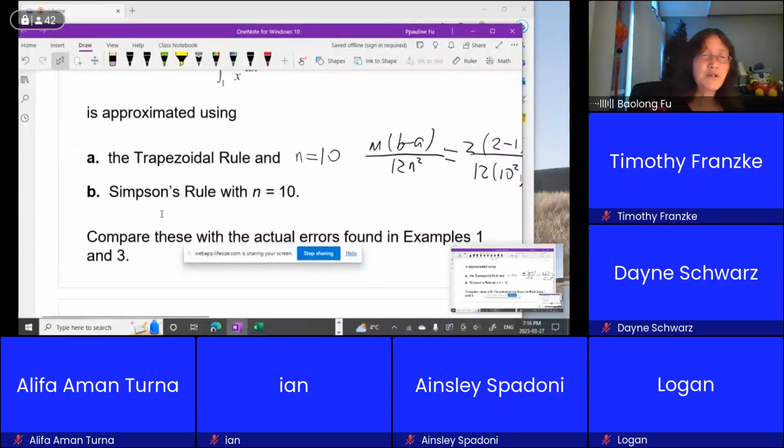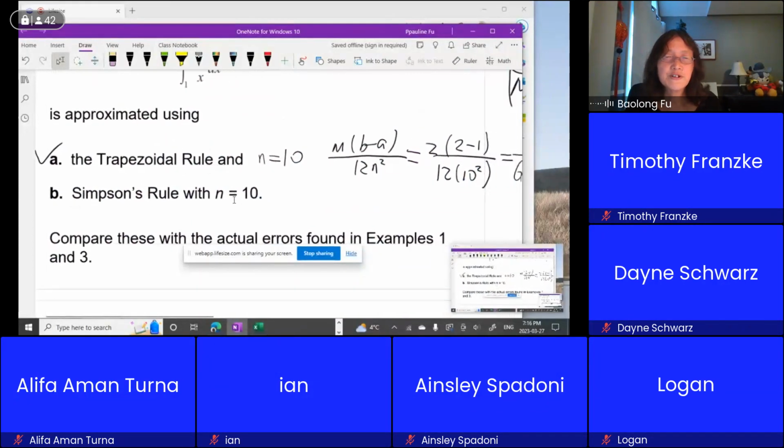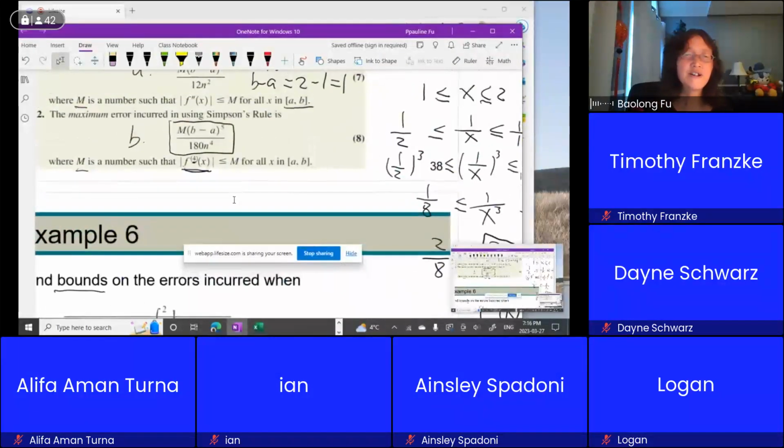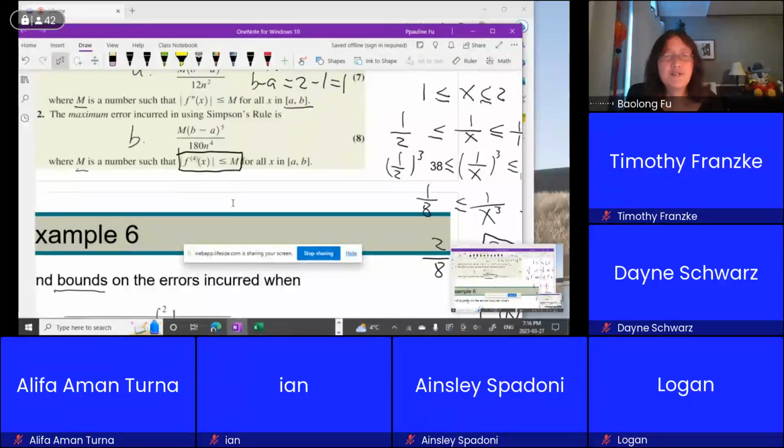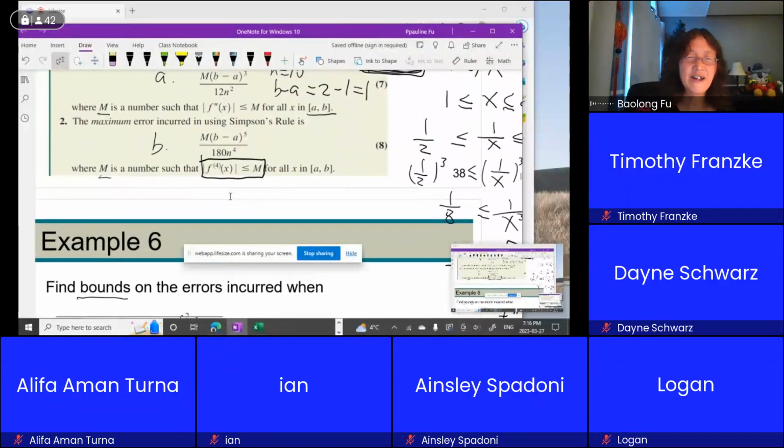Okay, we did question A, the trapezoid rule. Now do question B, Simpson's rule. To use Simpson's rule, we need this formula. We need to find the fourth derivative of f(x), and then use this expression.